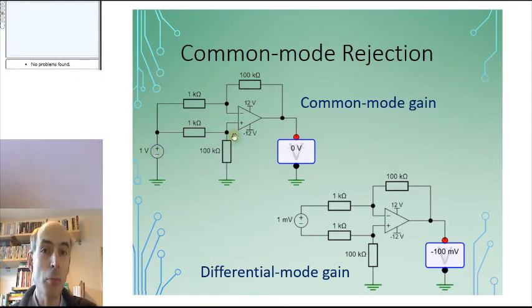I can define a common mode gain as the magnitude of the output signal of this circuit divided by the magnitude of the input signal. If the input is a differential signal, after all, this is a differential amplifier, it is designed to amplify differential signals, then I can equally define a differential mode gain. And in this case, the differential mode gain of my amplifier is 100. The common mode rejection ratio is the ratio of the differential mode gain to the common mode gain. Ideally, it should be infinite.